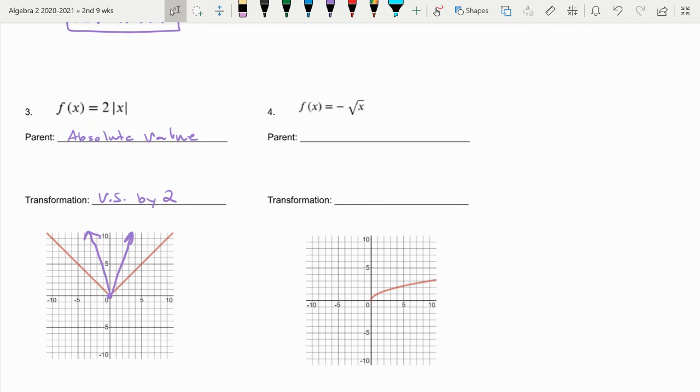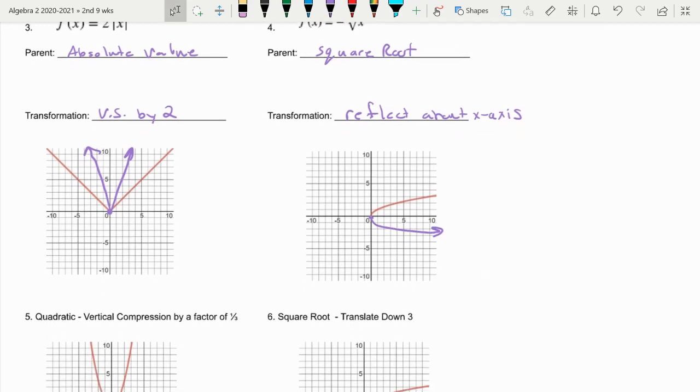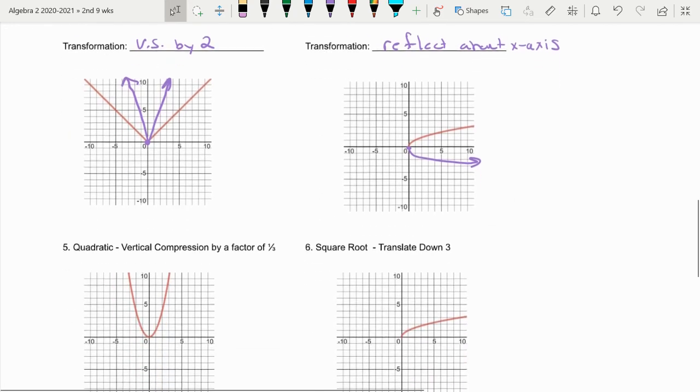So next one, this is the square root function. All right, and it has a negative in front, which means it's reflected about the x-axis. So there's the parent function there, and if it's reflected, it's basically going to go off this way. You can also put this in decimals, put the negative in there, and then you can see how it changes. Okay, so there it is.